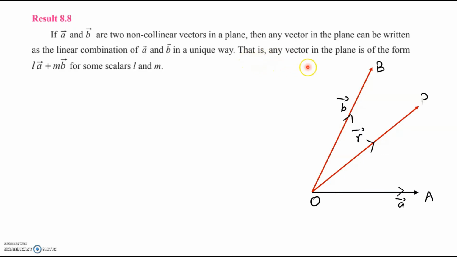That is, any vector in the plane is of the form LA vector plus MB vector for some scalars L and M. Which means vector R can be represented as LA vector plus MB vector, where L and M are scalars. Let's see the proof.